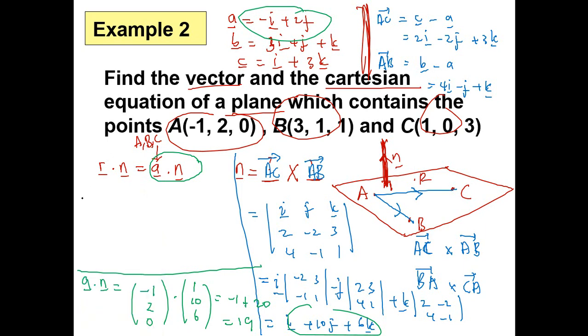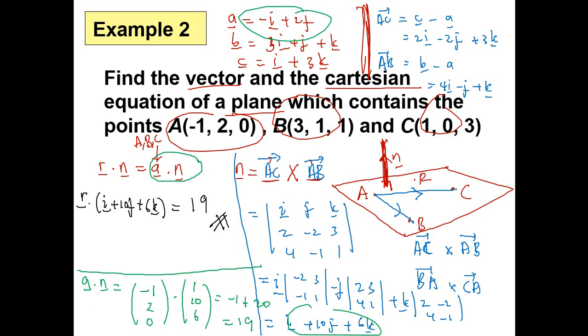Just write R dot N. N is vector I plus 10J plus 6K, equal to A dot N. A dot N is equal to 19. So you can leave the answer in this form. Okay, so settle this one.